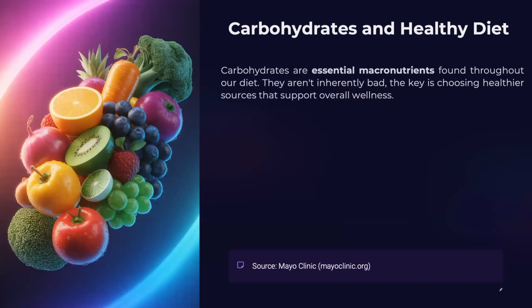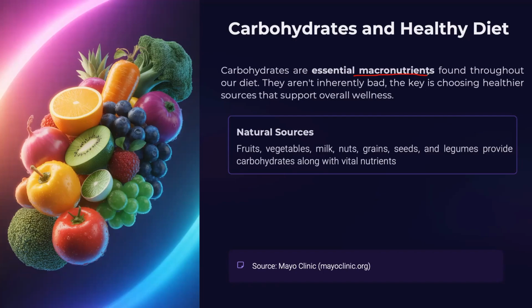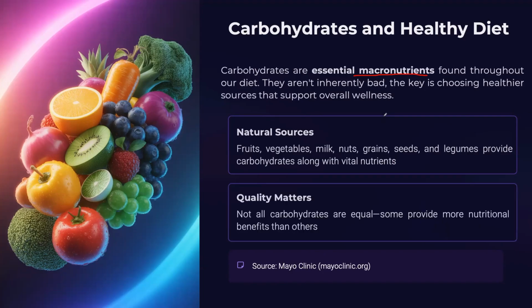So let us begin with our very familiar topic, that is carbohydrates and healthy diet. Carbohydrates are an essential macronutrient, as all of you know and use in everyday life. However, they are not inherently bad. The key lies in choosing the healthier sources that support long-term wellness rather than relying on refined carbohydrates. The dietary perspective helps us to connect chemistry to real-world biological function.